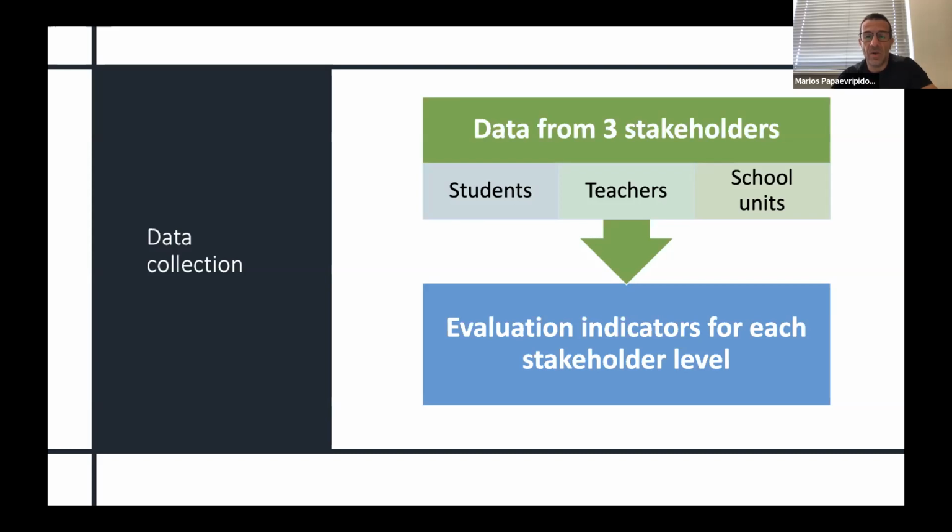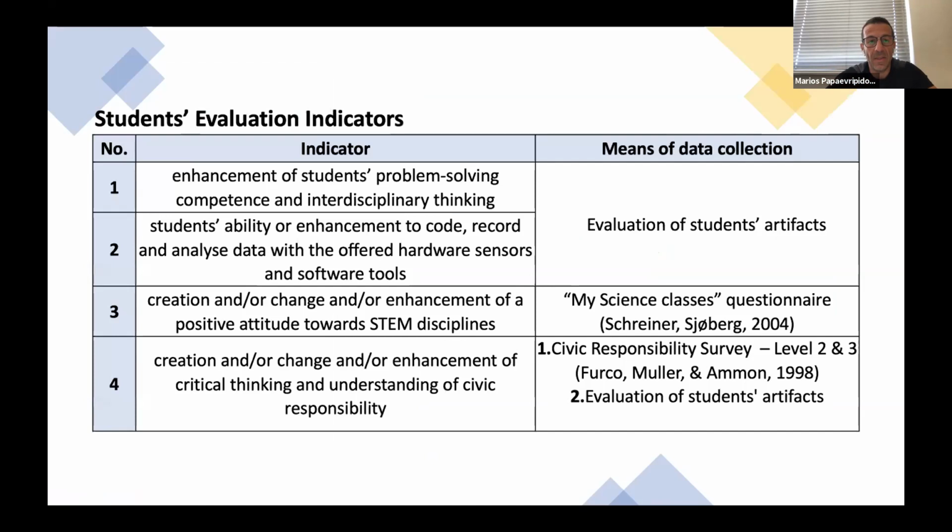And for each of these stakeholders, we defined evaluation indicators so as to get to know and stay on track on what we would like to achieve in terms of learning. And here are the students' evaluation indicators. Those were 4. I'm going to present data findings, and data, of course, that relate to each of these indicators.